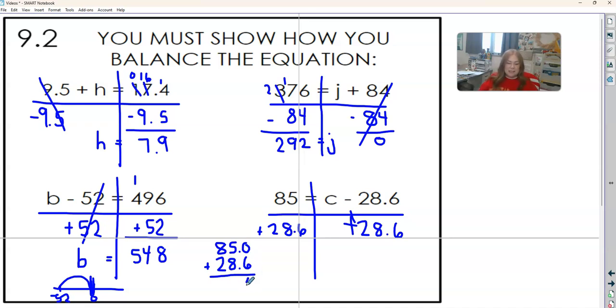So we have 0 and 6. Decimal comes straight down. 8 and 5 makes 13. There's 10 plus one more is 11. So if I have 113, I take away about 30. My answer makes sense here. So this is 113 and 6/10 equals C. So every time, I'm expecting to see this balance: the opposite to both sides to get that variable all alone.